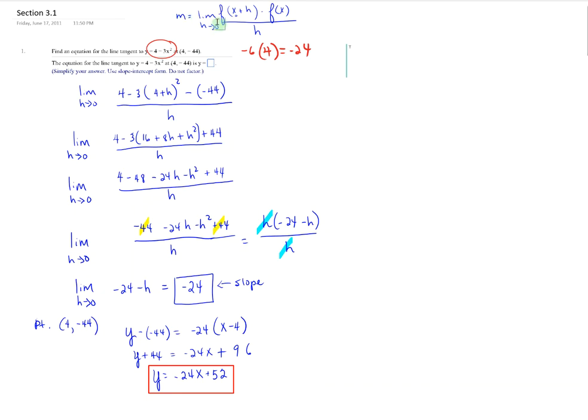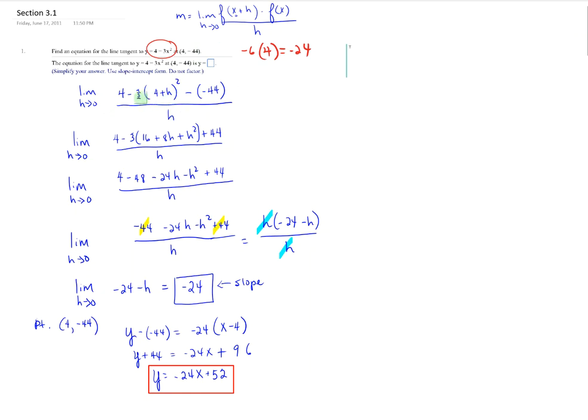So m is the limit as h approaches 0, and we've got this. So the limit as h approaches 0 of 4 minus 3, and instead of x, we've got 4 plus h. We're going to use 4 plus h as our other point, minus the y part here. All right? So all over h.